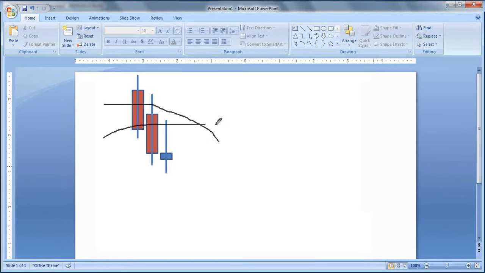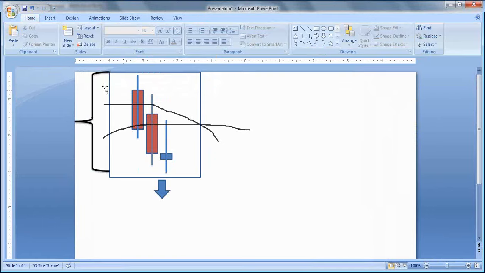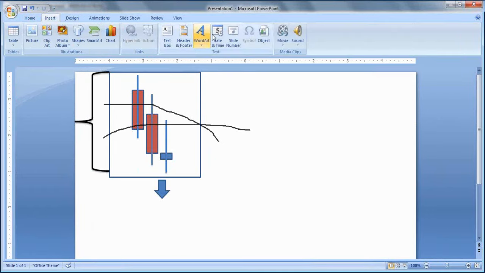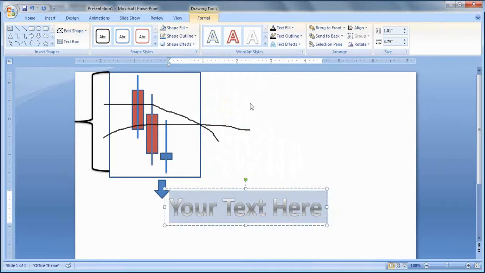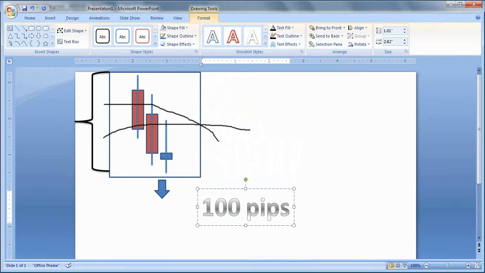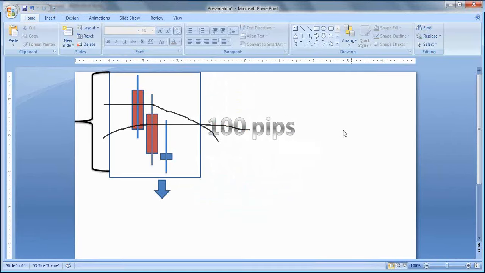A short entry from here. Whatever the total value of the wave is, from here to here, let me make it: let's say it is going to be 100 pips. If the level is 100 pips, we will be aiming to make 150 pips out of it, whereas our stop loss will be just above the highest high of the market.